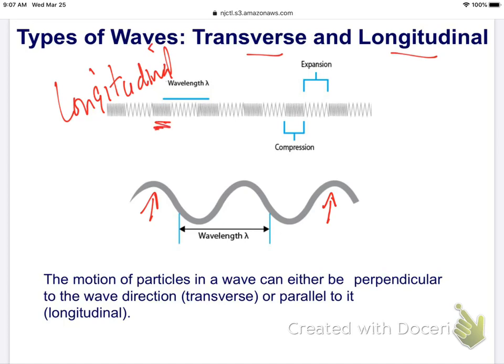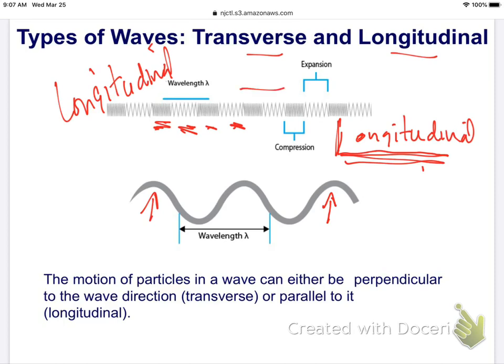Where we have compressions and expansions, compressions and expansions. And how I write longitudinal usually is this, which means the particles are moving parallel to the direction of the wave motion. The wave is moving this way, the particles are moving that way. Longitudinal, parallel. Whereas transverse, and I write transverse this way with a little symbol there, the wave and the particles are moving perpendicular to one another, transverse.